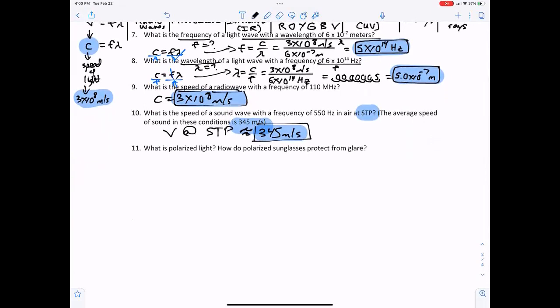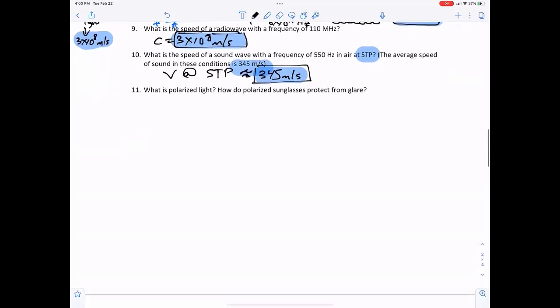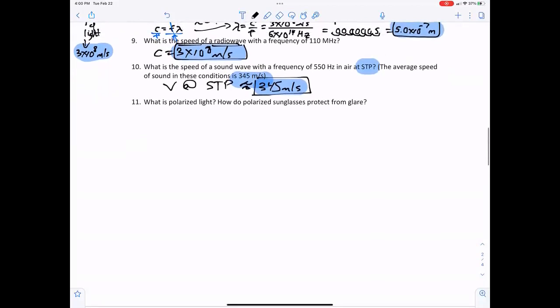Number 11, what is polarizing light? How do polarized sunglasses protect from glare? Okay, so in order to kind of see this, I'm going to go down to the bottom and draw a picture of this. So when light comes from the sun, light from the sun vibrates in all directions. Okay, it vibrates in all directions. Let me show you what I mean.